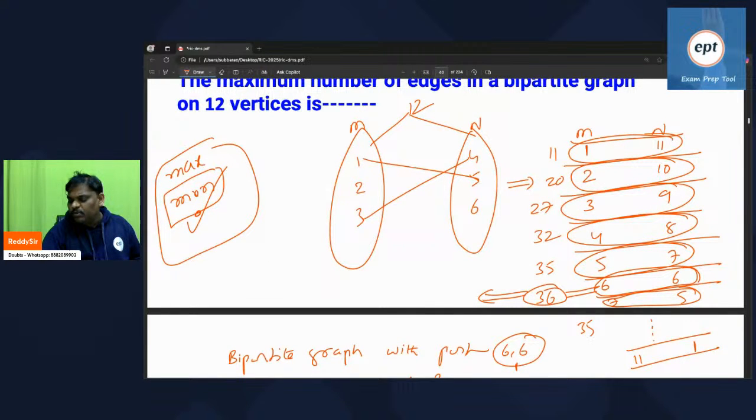When they say maximum, please divide equally. If you divide unequally, you don't get the maximum.